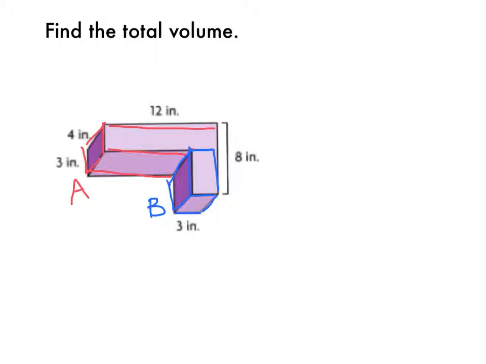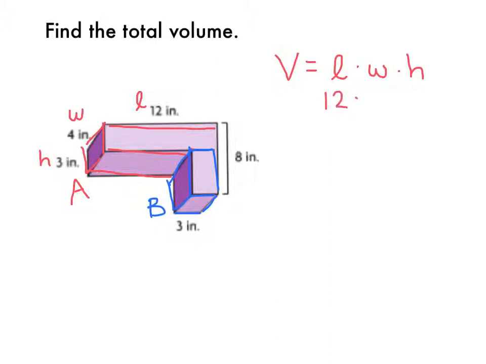So let's start with prism A. The volume is equal to the length times the width times the height. So if I can identify the length, width, and height, then I can find the volume of the red shape. Well, the length is 12 inches. Okay, it's this piece right here. And then the width is 4 inches. That's this piece right here. And the height is 3 inches. So I can go and plug those numbers right into my formula.